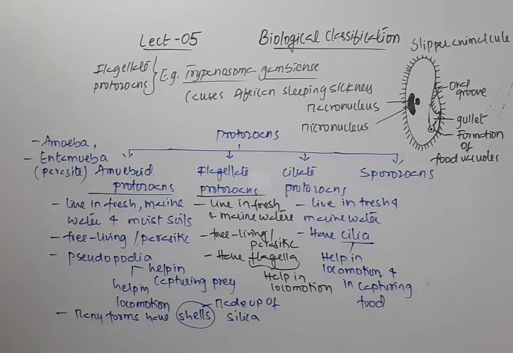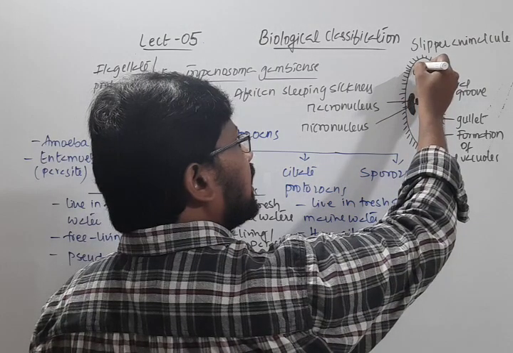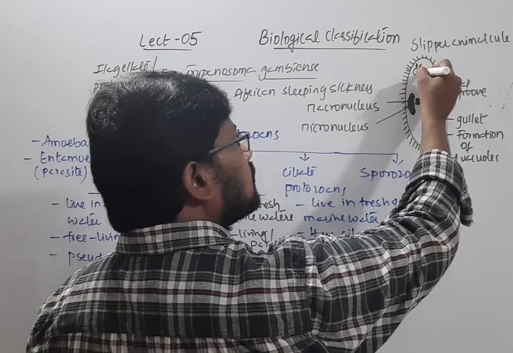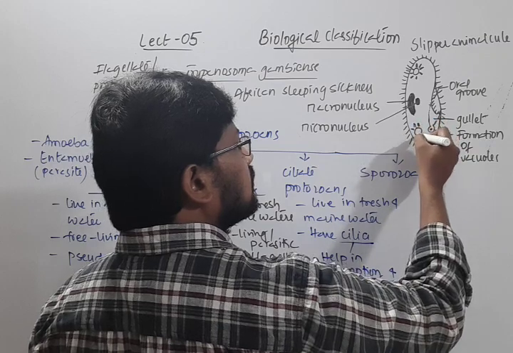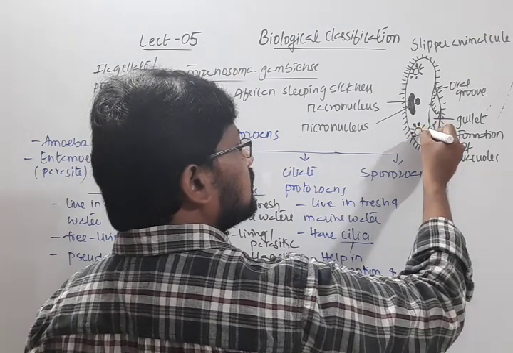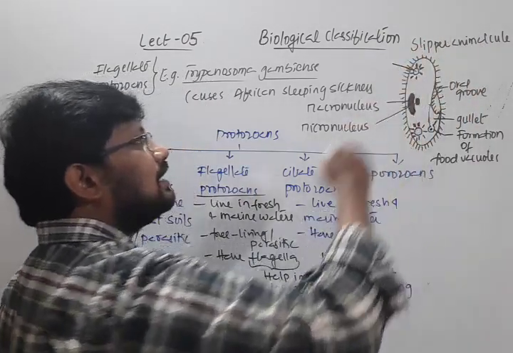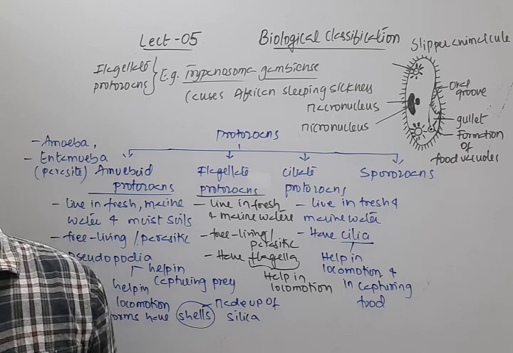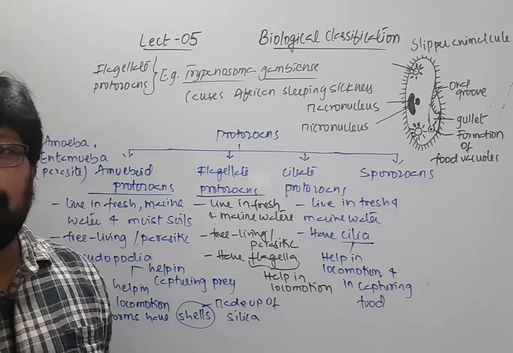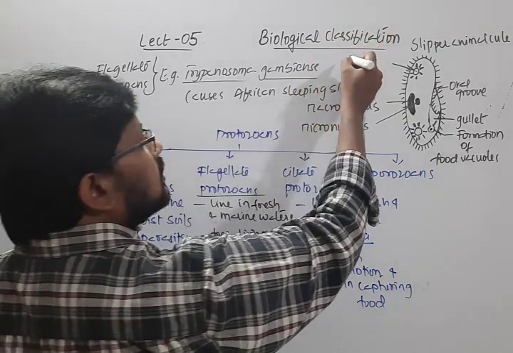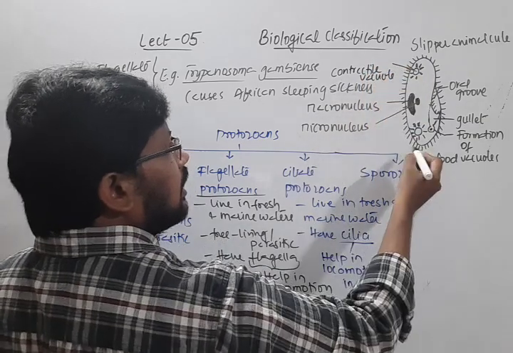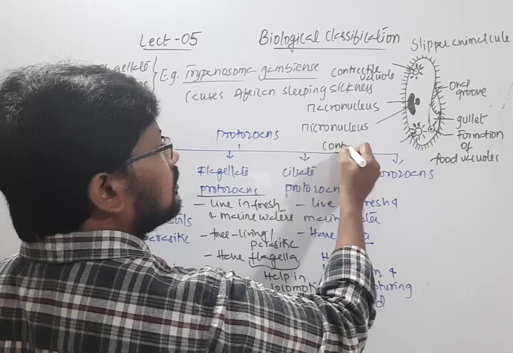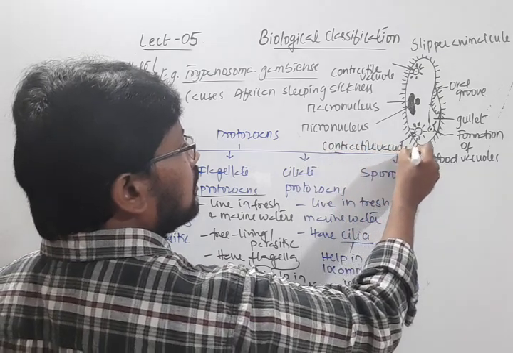So this is the oral groove. It will also have contractile vacuoles. You can see here, this is a contractile vacuole which actually helps in the process of osmoregulation. So this is a contractile vacuole, and this is also another contractile vacuole.